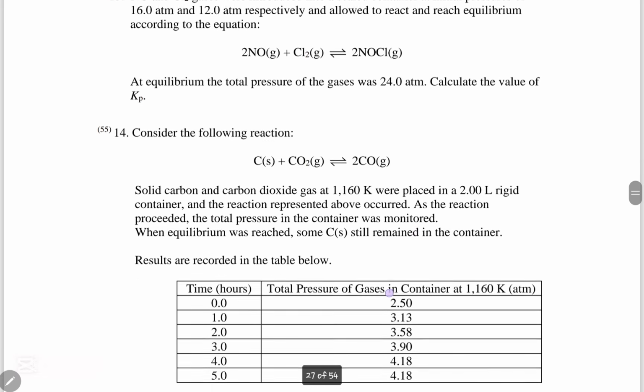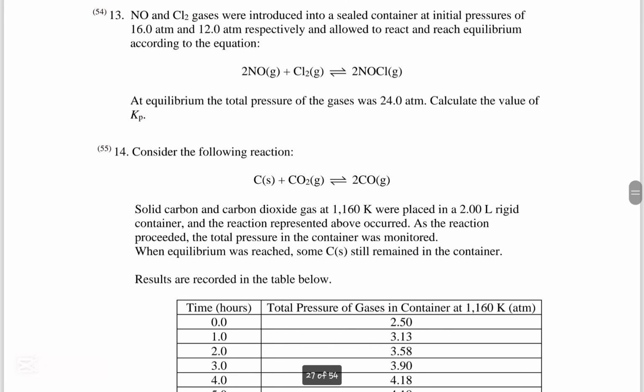Okay, we'll move on now to question 13. What does it say in question number 13? NO and Cl2 gases were introduced into a sealed container at initial pressures of 16 atmospheres and 12 atmospheres, respectively, and allowed to react and reach equilibrium. At equilibrium, the total pressure of the gases was 24 atmospheres. Calculate the value of Kp. So first of all, let us do the ICE table.